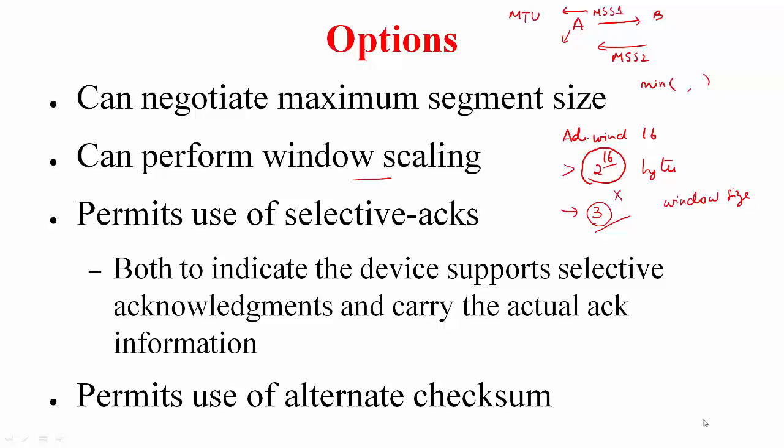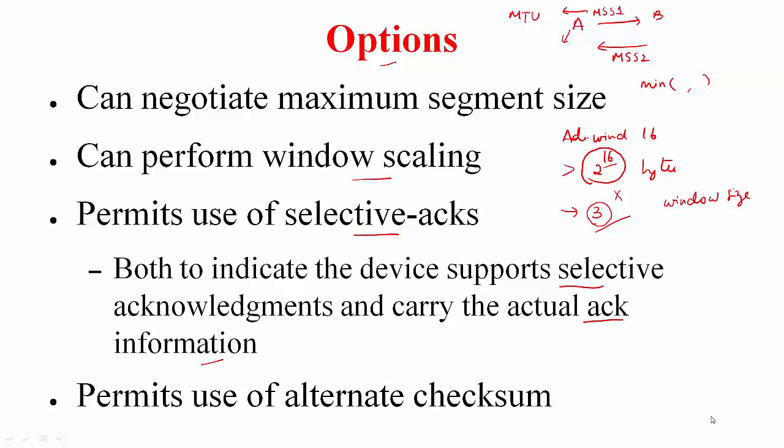We talked about selective acknowledgements before. These are much more efficient than cumulative acknowledgements. Now, if you want to use these features, you can do so using the options field, where at the connection setup, you can indicate that you can support selective acknowledgements, and if both sides agree, henceforth they can use selective acknowledgements, and the actual selective acknowledgement information is also carried as part of the options fields during the data transfer.